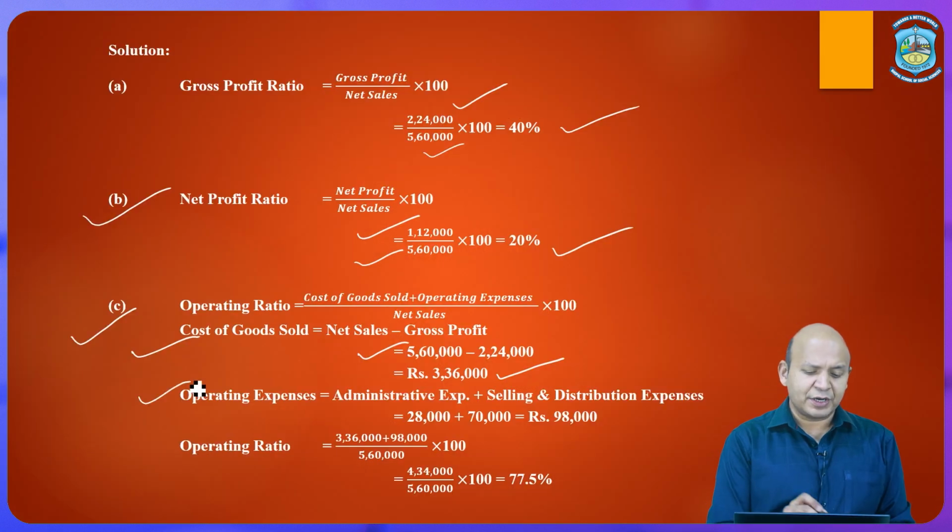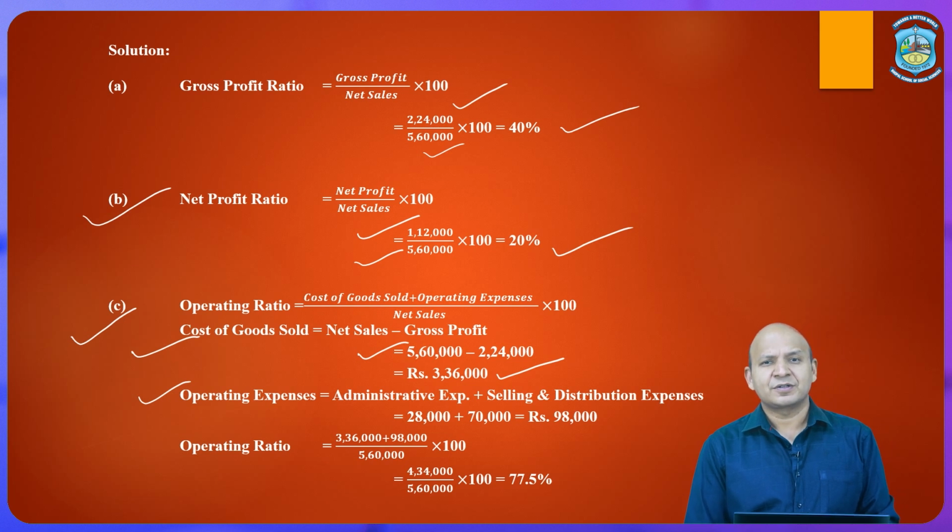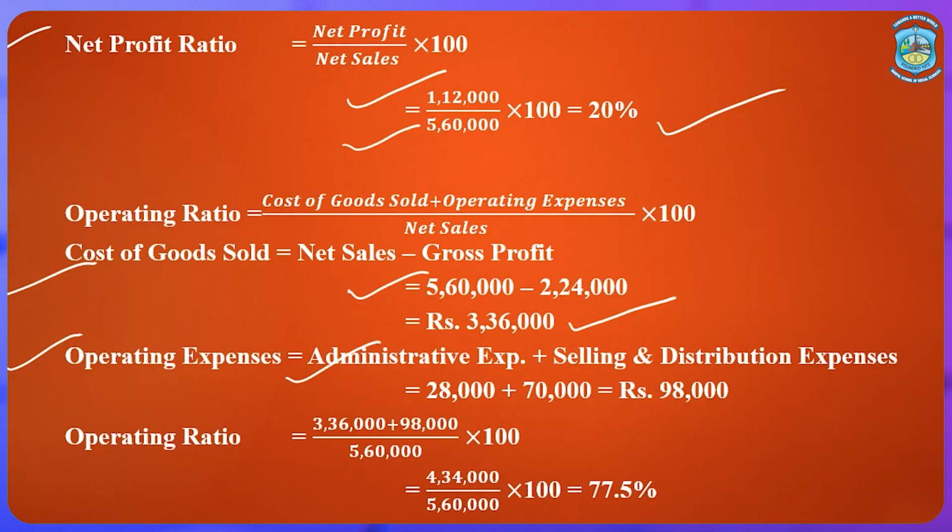Then comes the computation of operating expenses. So, they have given us two operating expenses in the profit and loss statement. One was administrative expenses, the other one was selling and distribution expenses. Administrative expenses was 28,000, selling and distribution expenses was 70,000. So, 28,000 plus 70,000, total operating expenses is 98,000.